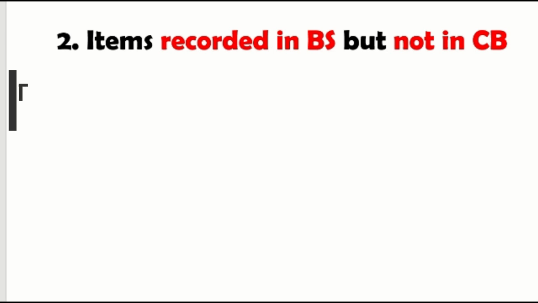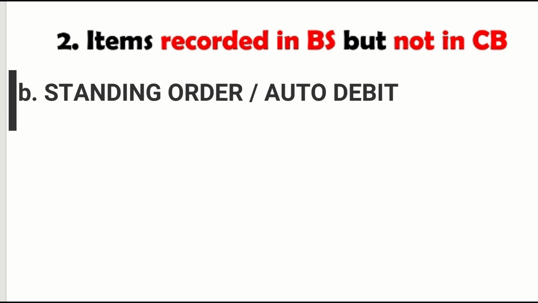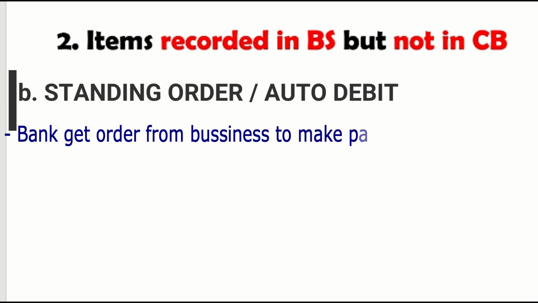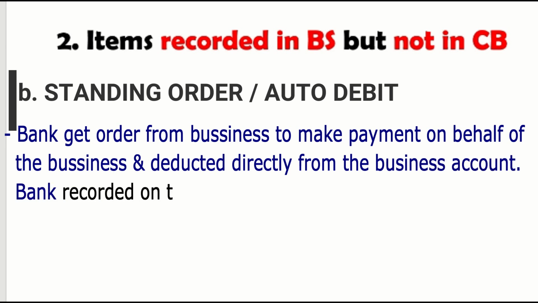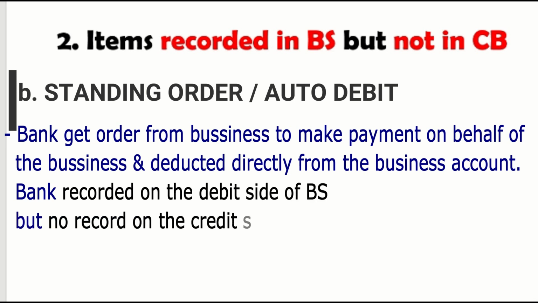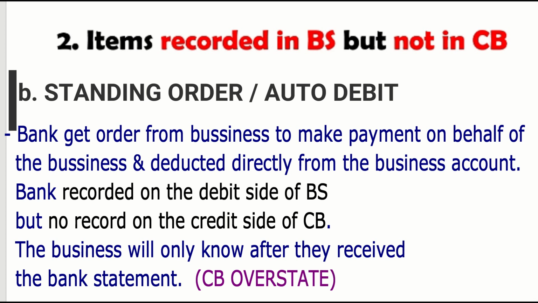Okay. Standing order or auto debit. This is where the bank gets an order from the business to make payment on behalf of the business, deducted directly from the business bank account. Bank recorded it on the debit side of bank statement, but there is no record on the credit side of cash book. So the business will only know after they receive the bank statement.